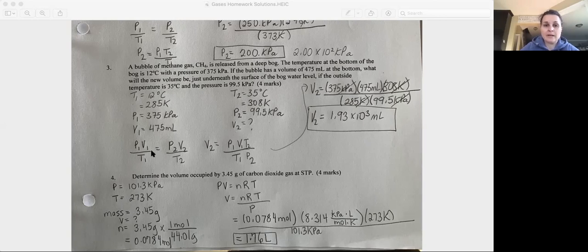Now I need the combined gas law, P1 V1 over T1 equals P2 V2 over T2. I'm looking for my V2. So I have to get rid of the T2. It's going to go to the other side. It's being divided, so it's going to get multiplied up to the other side. I have to get rid of my P2. It's being multiplied, so it's going to be divided to the other side.